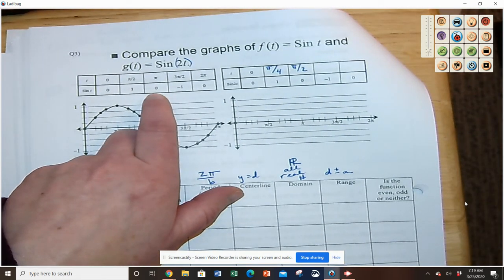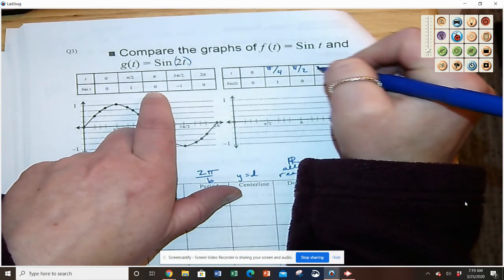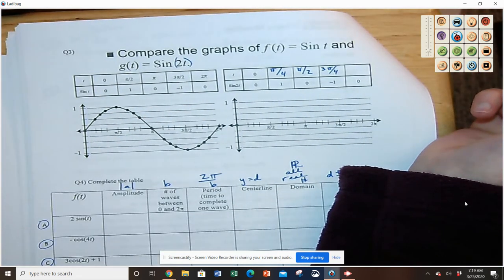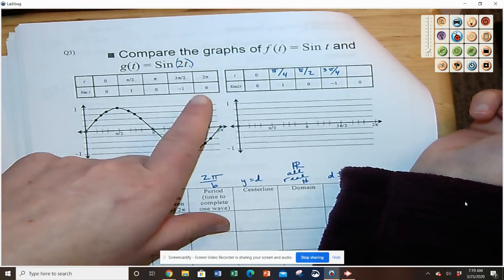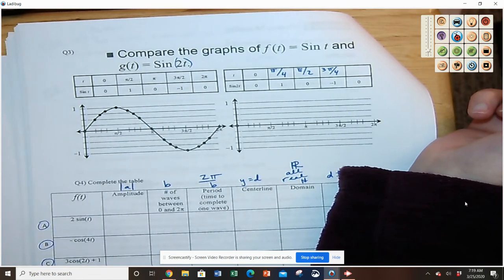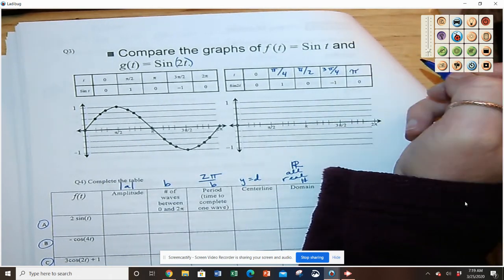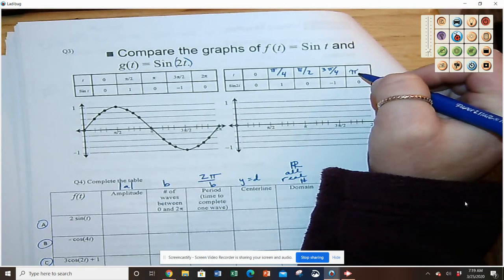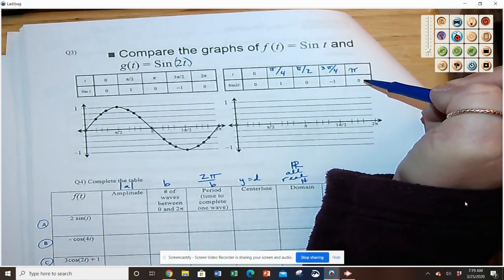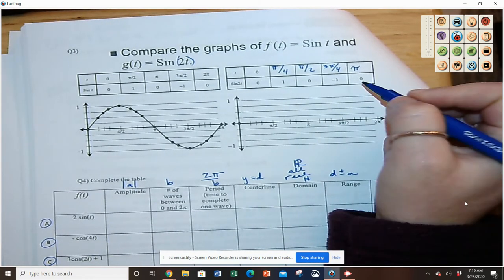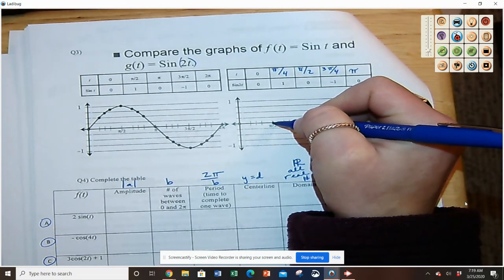And then you're going to continue that pattern. So here you're going to get 3 pi over 4. So 3 pi over 4 times 2 will give you 3 pi over 2, and then that'll give you your minimum value, the -1. And then to get 2 pi, you're going to do 2 times pi to get 2 pi, and then you're back to your center line.